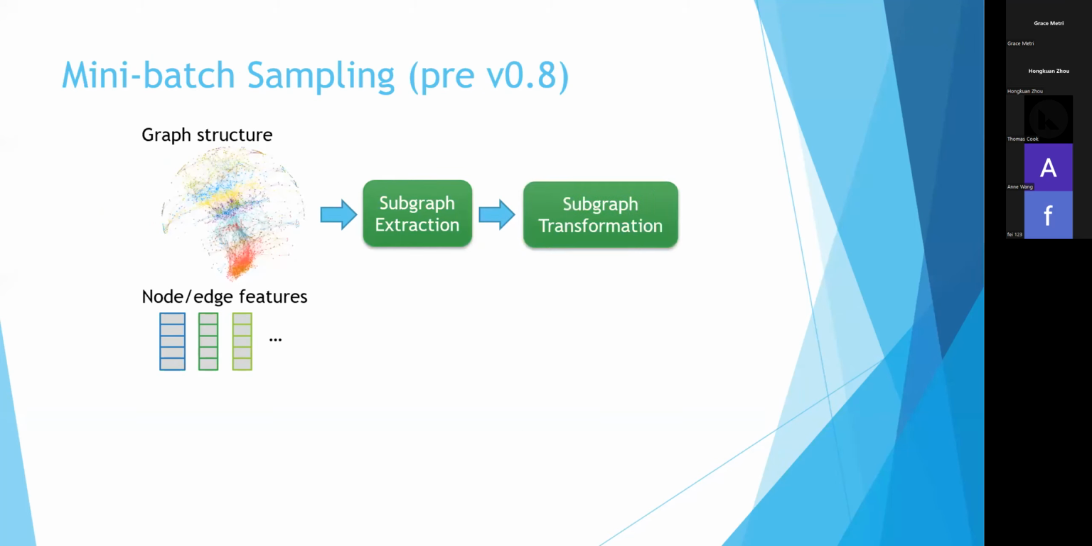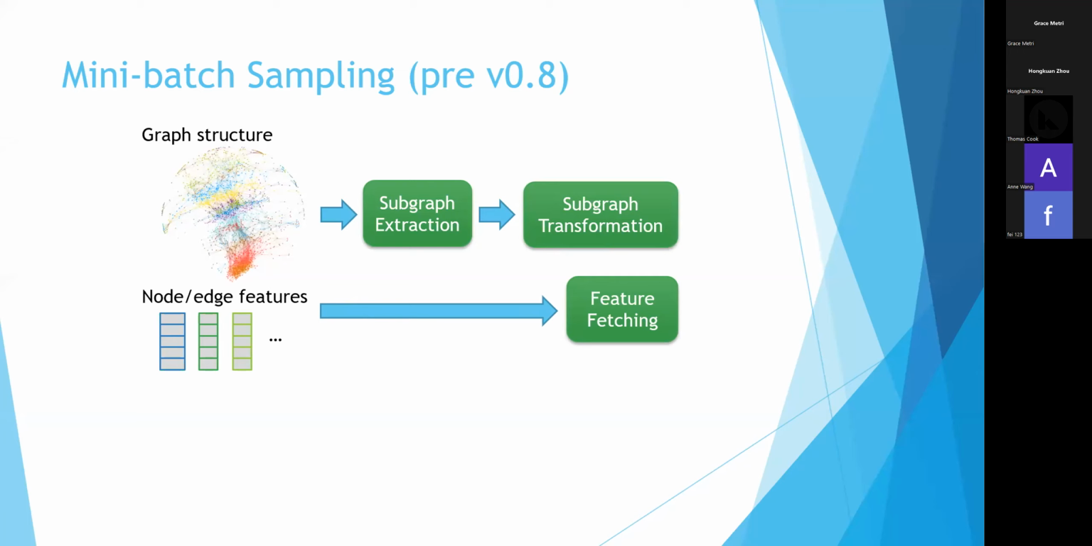And also, using these subgraphs, we perhaps want to do some transformation on it, probably like adding some edges or removing some edges, like data augmentation, or simply transform the graph structure into a computational graph to facilitate the follow-up training. Another important thing is, after we extract the subgraph, we also need to extract the features. That is called feature fetching.